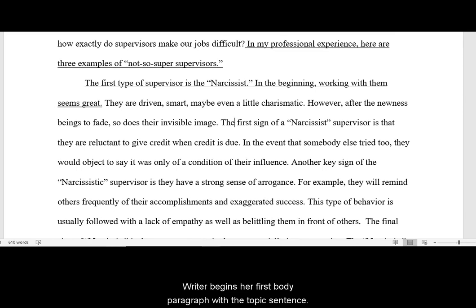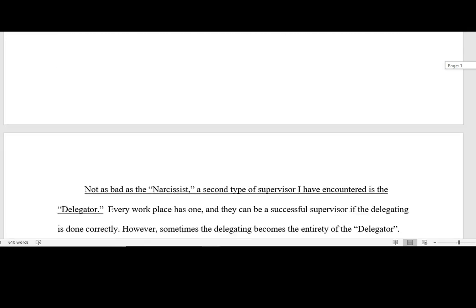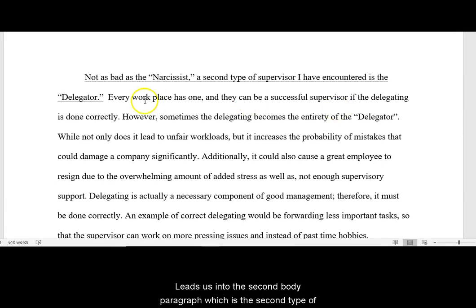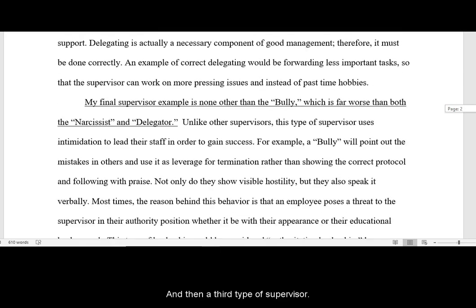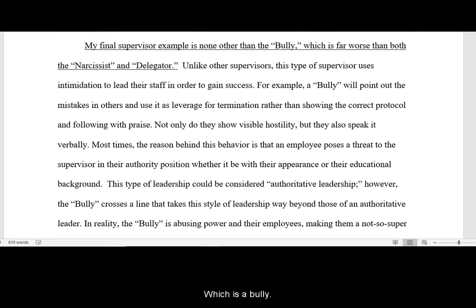The writer begins her first body paragraph with a topic sentence, talks about a narcissist as a type of supervisor, gives us two different kinds of examples of narcissism in supervisors, leads us into the second body paragraph, which is the second type of supervisor, the delegator, and then a third type of supervisor, which is the bully. Each of these body paragraphs has both major and minor details to support the topic sentences, which support the thesis statement.